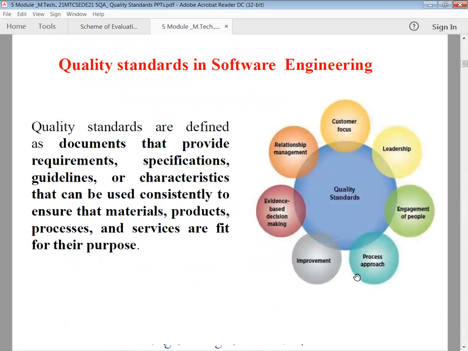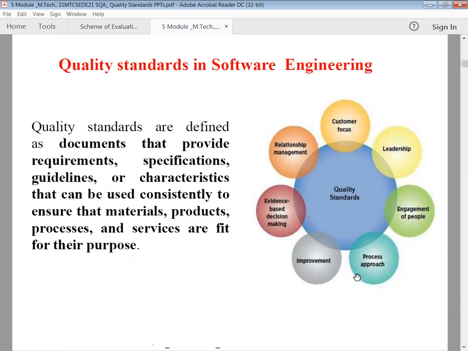If you take quality standards in software engineering, a quality standard is defined as documents that provide requirements, specifications, guidelines, or characteristics that can be used consistently to ensure the materials, products, processes and services are fit for their purpose. So the quality standards are based on a systematic approach and principles, methods, and techniques that are predefined based on the assessment method we are following.